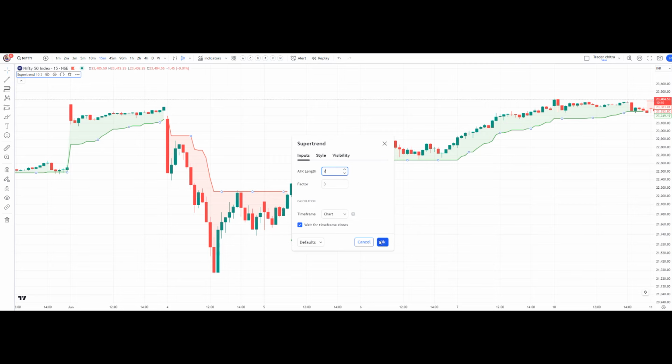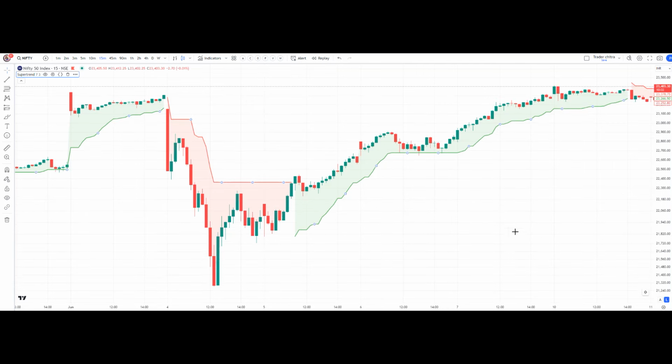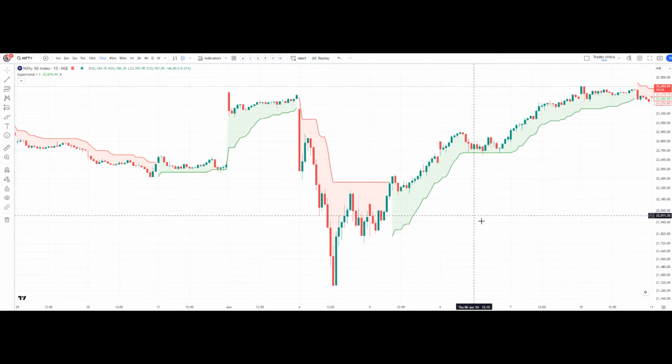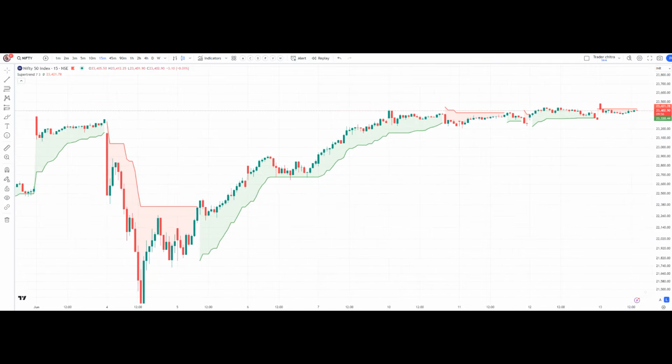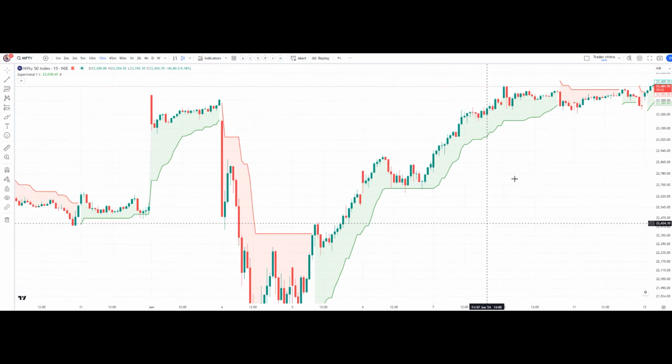Okay. So the time frame we are going to use is 15 minutes. We can use the super trend alone to enter into the trade, and you can also use the super trend with other indicators to give more confirmation for your trading. Here I will show you how we can enter into the trade based on the super trend.